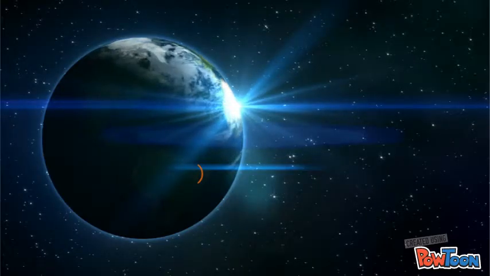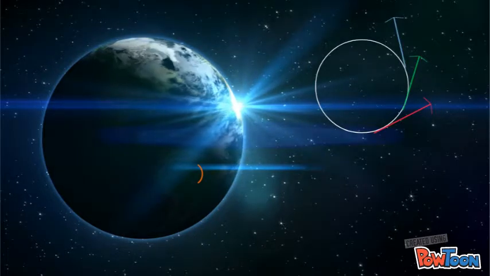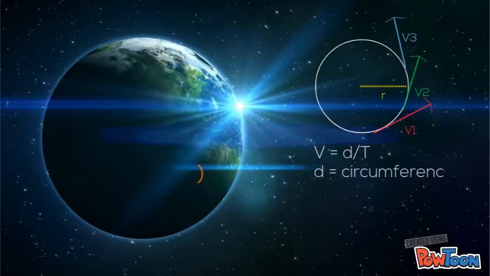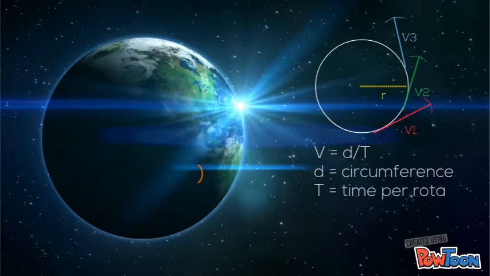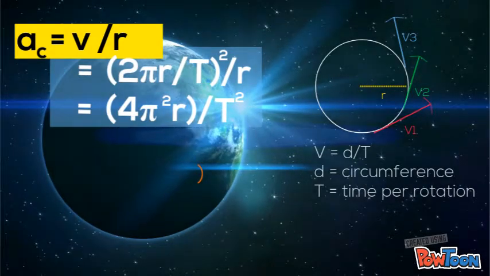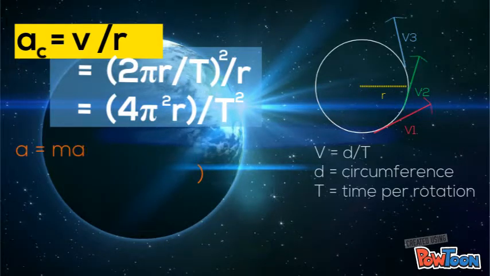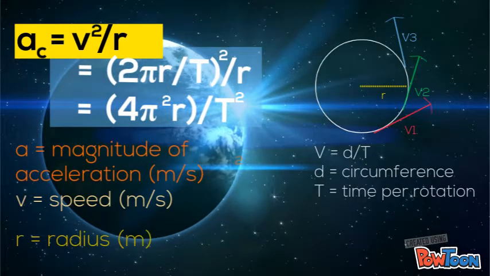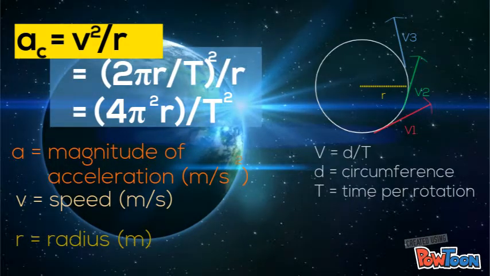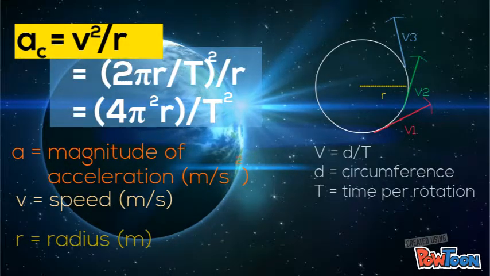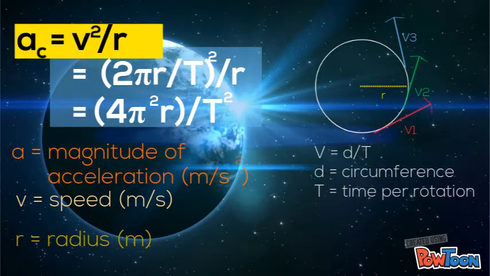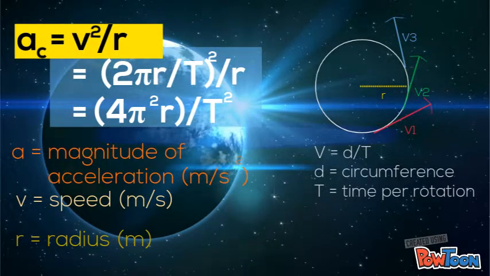The direction of the centripetal acceleration is always towards the center of the circular path in which the object is traveling. However, in order to calculate the magnitude of this acceleration, we use the formula a_c equals v squared over r, where a_c is the centripetal acceleration, v is the speed of the object, and r is the radius of the circular path. The speed can be calculated through the formula 2 pi r over capital T because the distance is the circumference of the path and capital T is the time taken to go around the circle once.